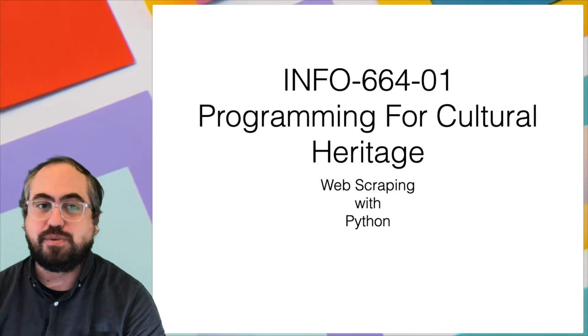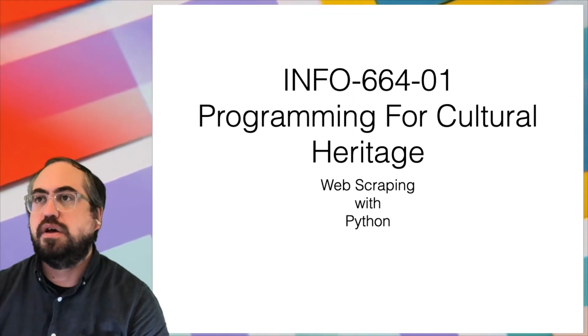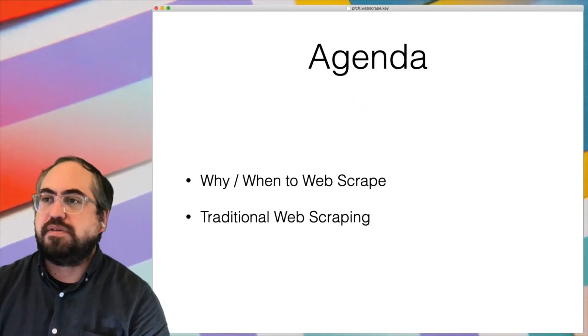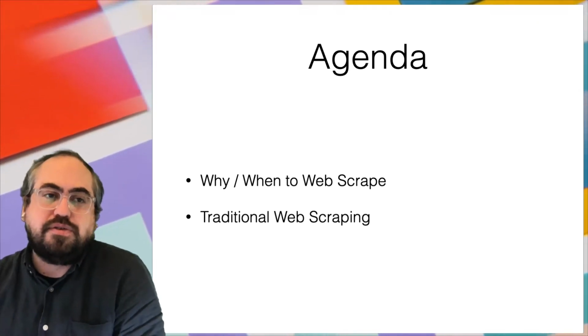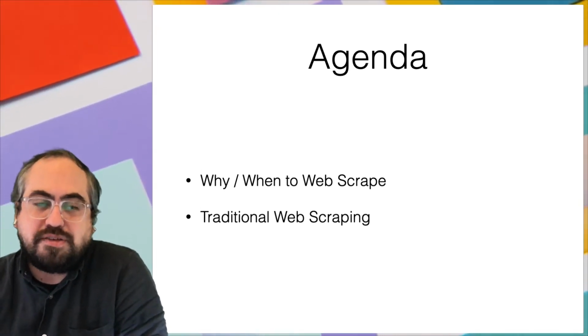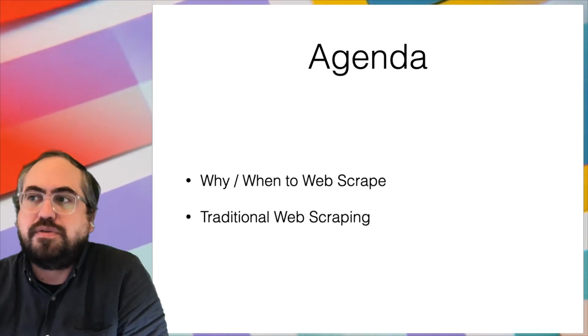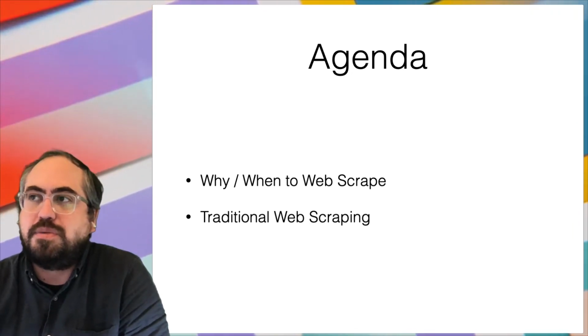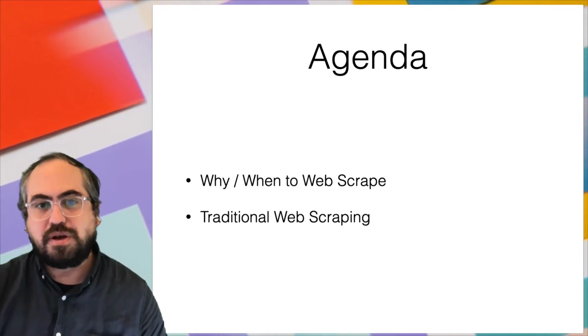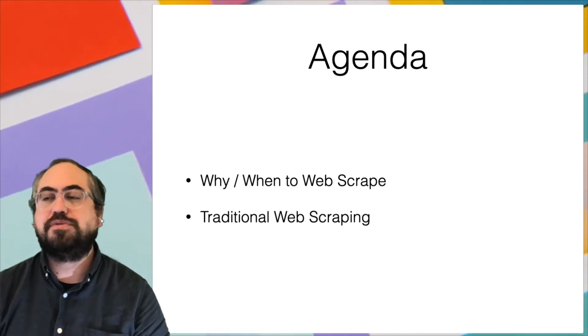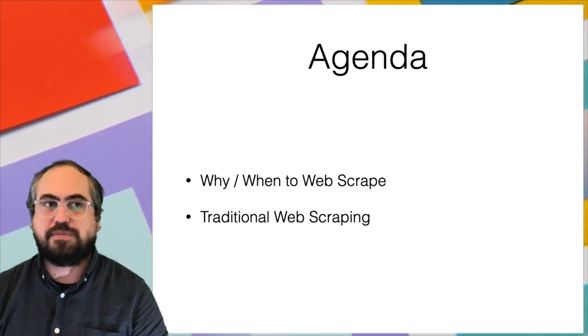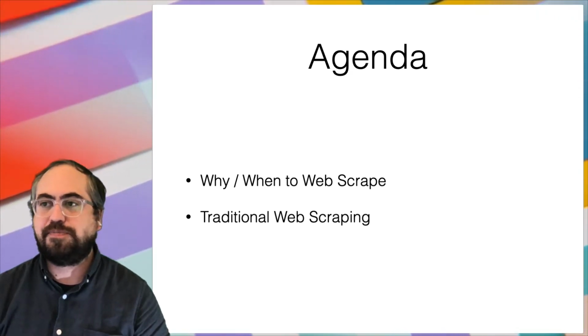Today we're going to get into web scraping with Python. So web scraping is basically the ability to process a structured HTML page into a data set. And so the first things that we have to think about when we're going to talk about web scraping is when you should web scrape and when you don't need to web scrape. And then we're going to do some examples of doing traditional web scraping.